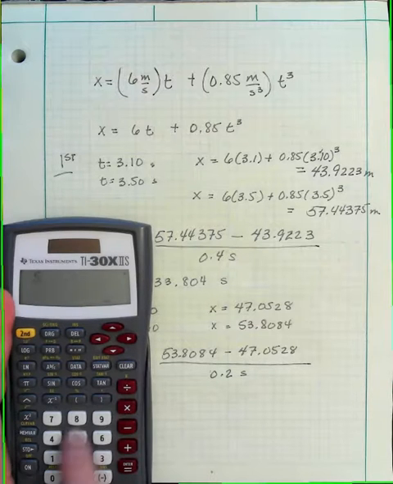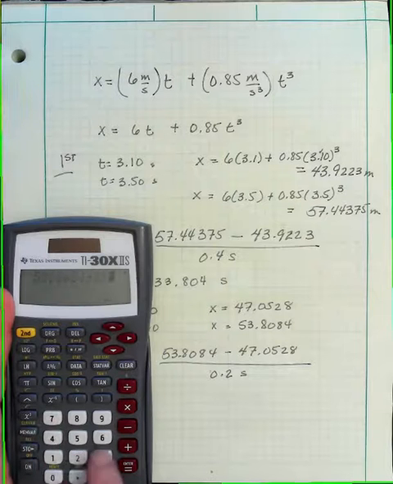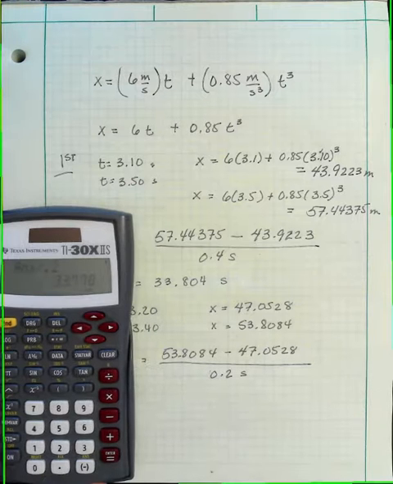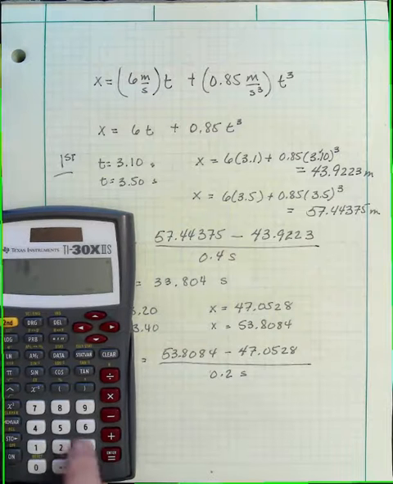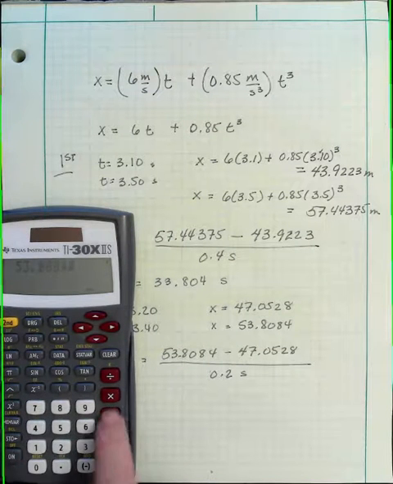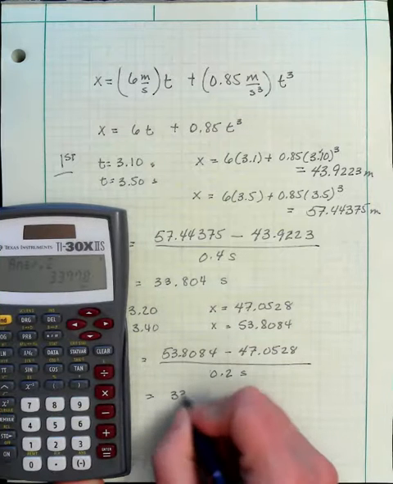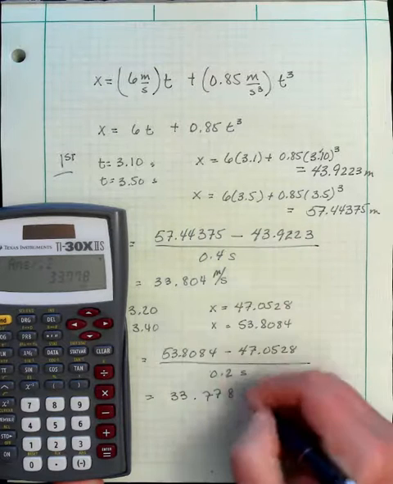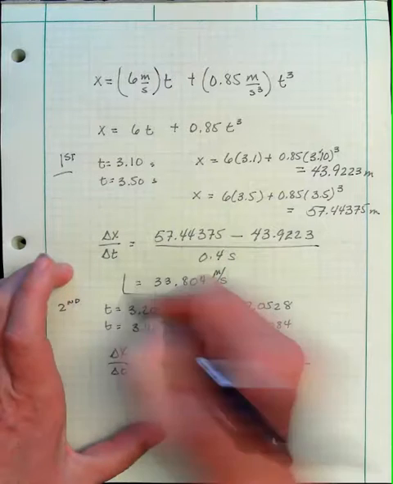We'll go ahead and plug that into the calculator, and I get a value. Oh wait, that did not look right. Hang on, we'll do it again. And I get a value of 33.778. And this is meters per second. So I've got two different values here.